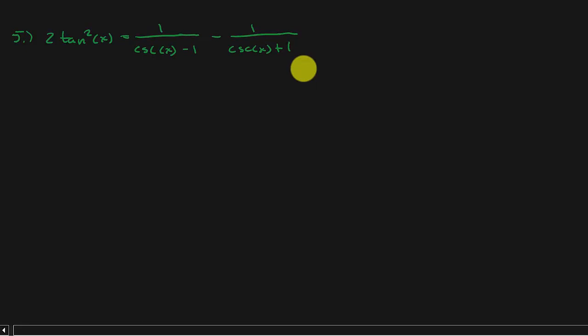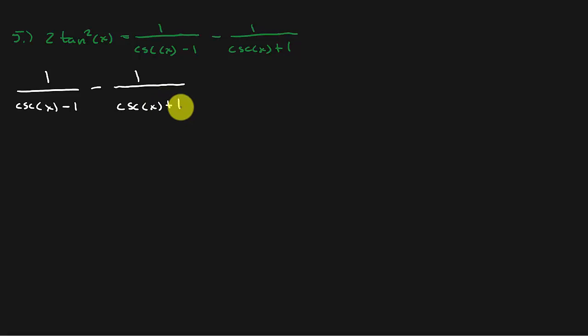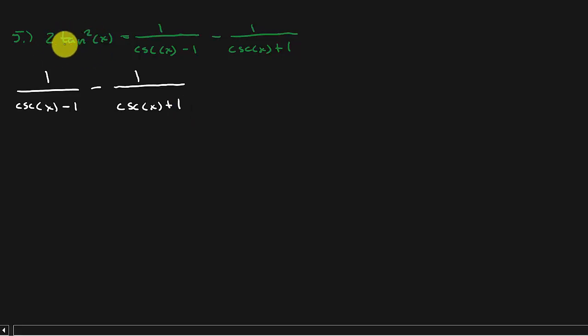All right, so let's take a look at this one. So obviously here we're going to look at the right-hand side. We're going to see if we can simplify the right-hand side to the left-hand side. So this is going to be 1 over cosecant x minus 1, minus 1 over cosecant x plus 1. So what am I going to do here? Well, here you can see that these fractions are split apart, and on the left-hand side, I've just got one term. So that kind of tells me, hey, let's combine these fractions.